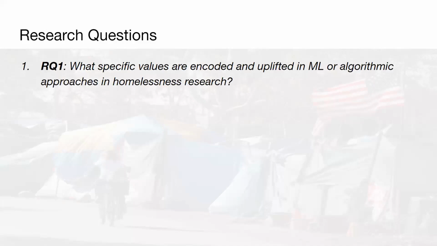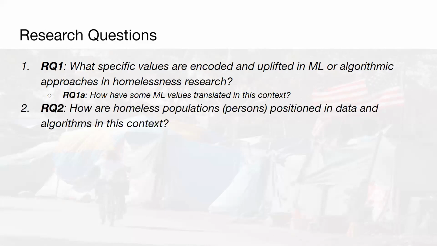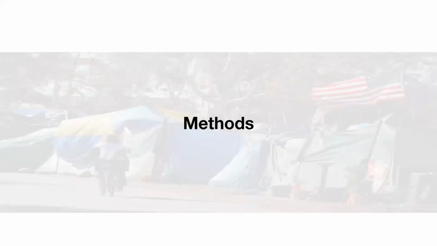Inspired by all of this, and in order to deeply assess this concern, we asked the following research questions. First, we wanted to look at what values are encoded in ML research for homelessness. Secondly, we wanted to understand the impact of prioritization of different ML values. Third, we wanted to explore homeless populations and how they are positioned in data and algorithms.